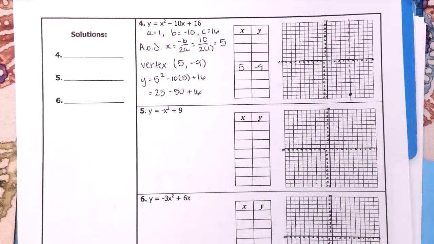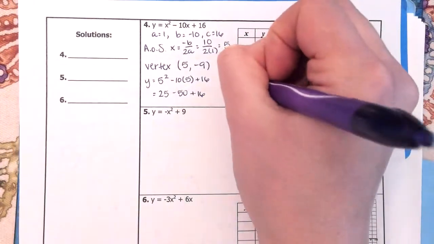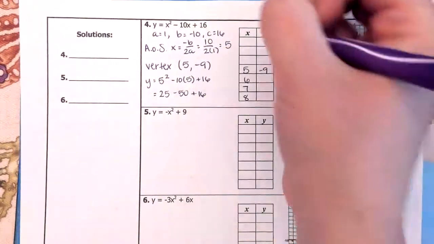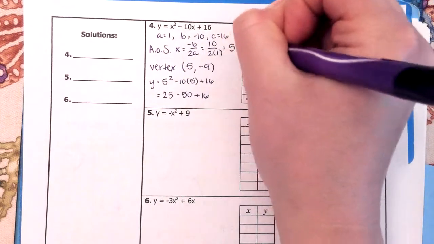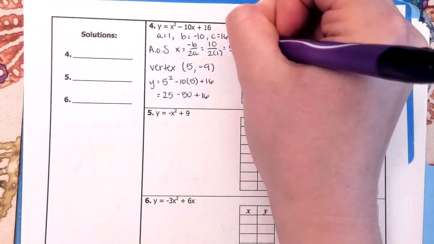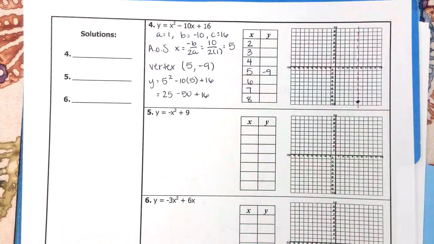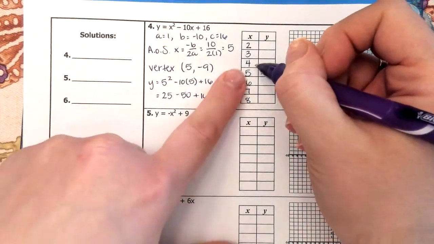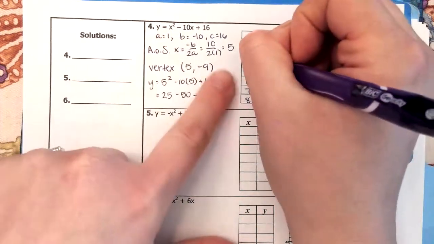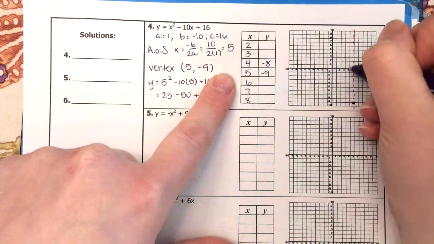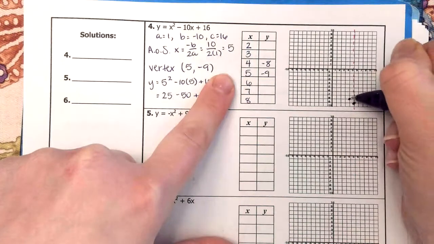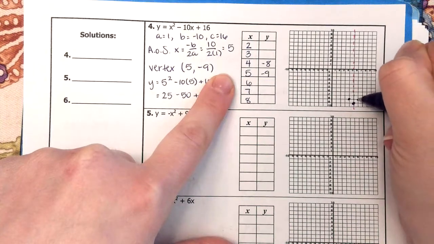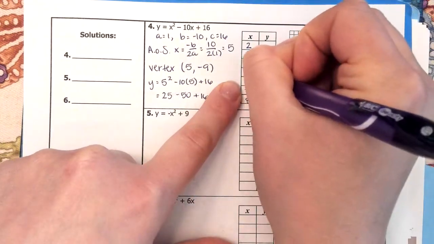All right, then we fill in around it. Going to the right, I will use 6, 7, and 8. Going to the left, I will use 4, 3, and 2. So when x is 4, plugging it in, I get y is -8. Then using symmetry, I get that when x is 6, y is also -8.